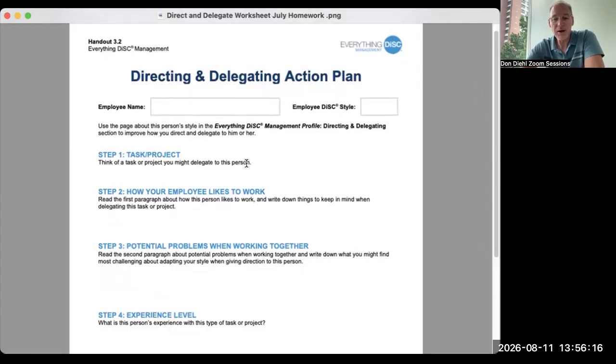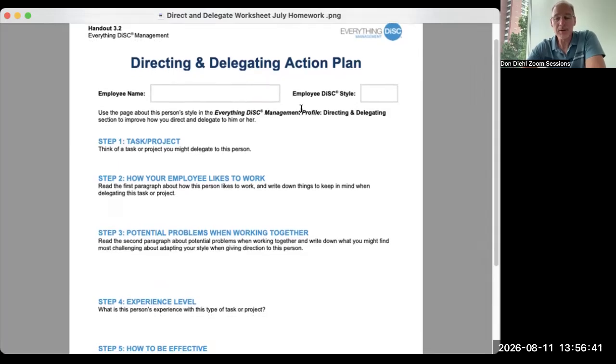The second question is how your employee likes to work. What do you notice about them? What helps them to know what to do or to do a good job? What do you notice about their style? Are they excited and energetic? Are they very cerebral, thinking and focusing when they're doing a task? Do they write things down? Do they just go by memory? What do you notice about them?